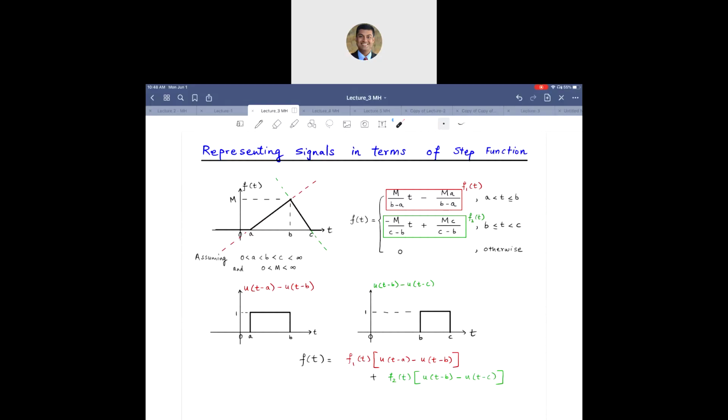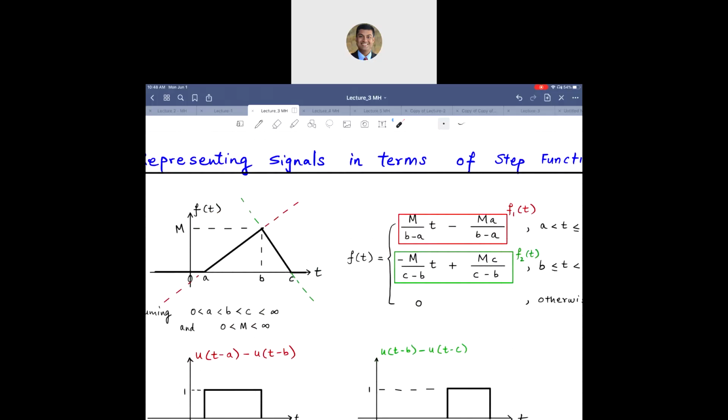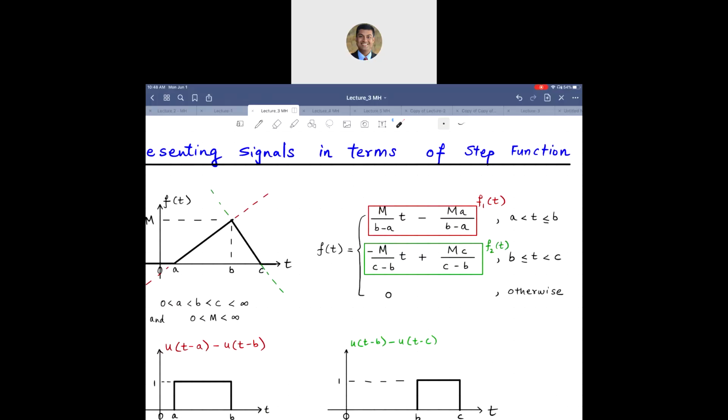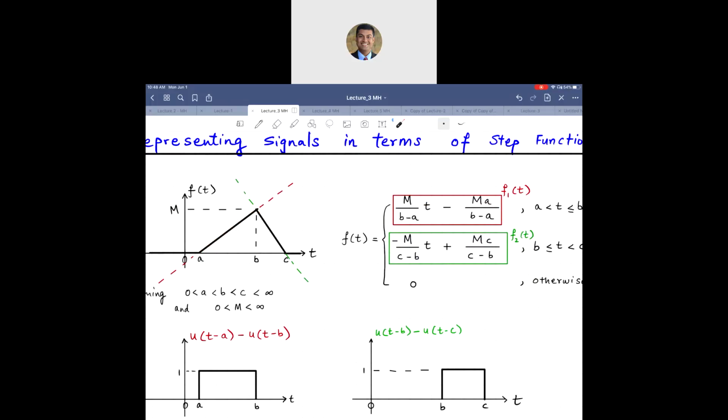So f of t can be expressed in bracket notation by using two concepts: the equation of a line, and the fact that we know m, a, b, and c. Let me quickly show you how to do one of them. I'm sure you know this already. Say, for example, I wanted to do between time a and b, where f of t increases.